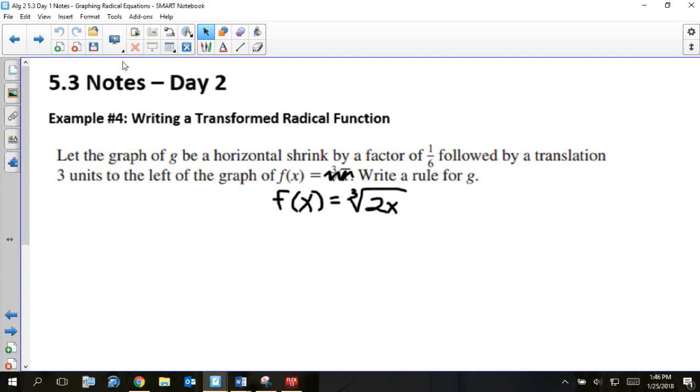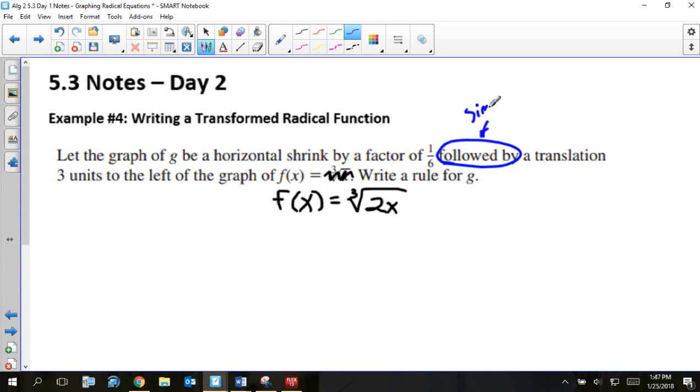Let the graph of g be a horizontal shrink by factor of 1/6, followed by a translation 3 units to the left of the graph of f of x. We have to write the rule. So who remembers what I always used to say when it said followed by what it meant for us to do? Simplify. Thank you. Nobody in my other class remembered that. Or they didn't think.